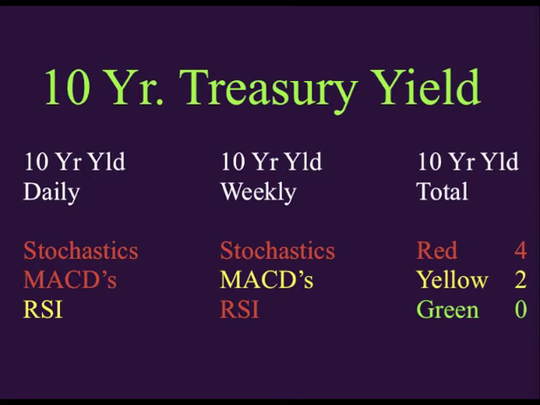Over on the weekly chart, stochastics were indicating a negative outlook, so we gave that one a red mark. MACDs were still neutral but slipping, so we gave that a yellow mark. Relative strength index was negative and falling, so we gave that one a red mark. And overall, on the 10-year Treasury yields, we had 4 red marks and 2 yellow marks with 0 green marks. Again, that means that interest rates are falling and money is flowing into bonds.